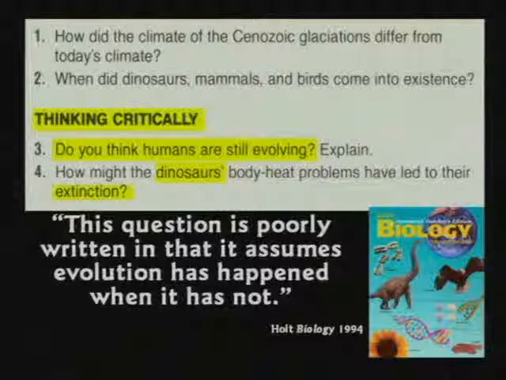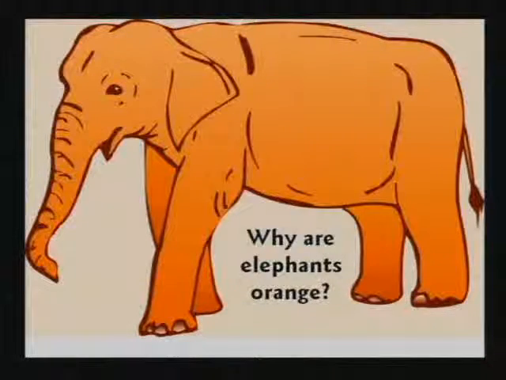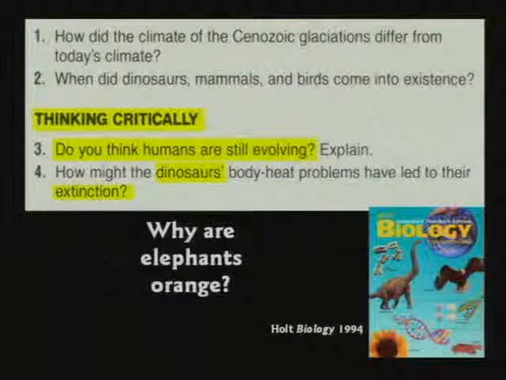That's a Soviet-style indoctrination type question. I would answer this and say, teacher, this question is poorly written. It assumes evolution has happened when it has not. It's like asking the question, why are elephants orange? Boy, that's a tough question. Why are they orange anyway? They're not orange. And when they say, do you think humans are still evolving? In other words, you have to believe in evolution to even answer the question. So some kid's going to do this for homework tonight and get it counted wrong next time they meet for class because he doesn't believe evolution even happened.